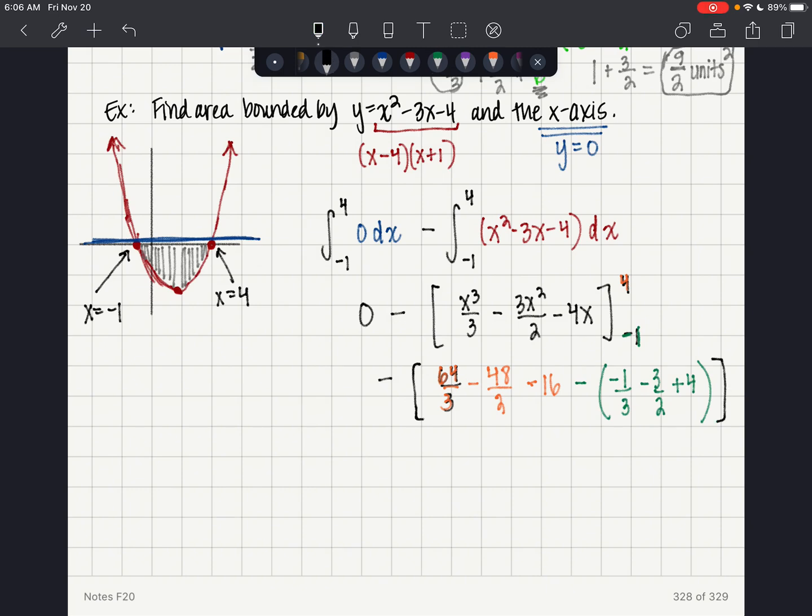And I'm going to check my work this time to make sure. 64 thirds, that's 24 minus 16 minus negative 1/3, negative 3 halves, positive 4. Yep, I think we've got it this time. Now I'm going to keep that 48 halves. I'm going to keep it in halves. So 64 thirds plus 1/3. We're going to distribute that. That's going to be 65 thirds. Negative 48 halves plus 3 halves is negative 45 halves. And then negative 16 minus 4 is negative 20.